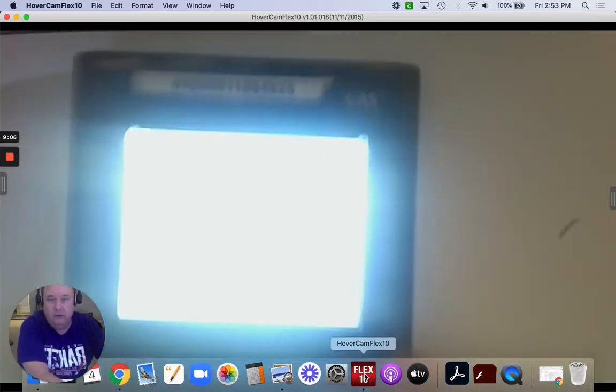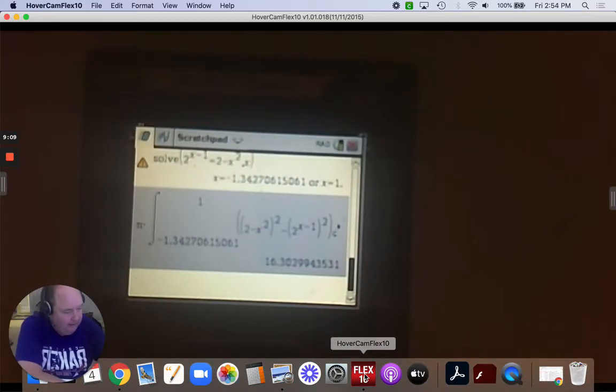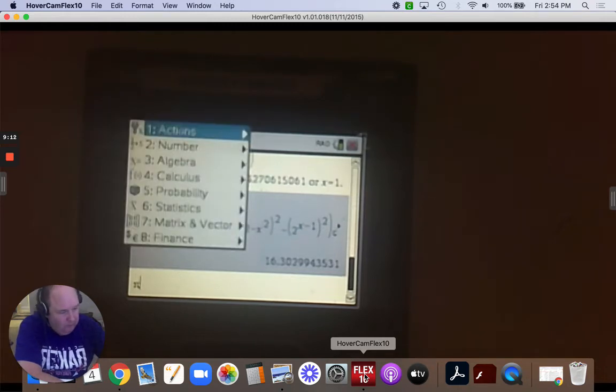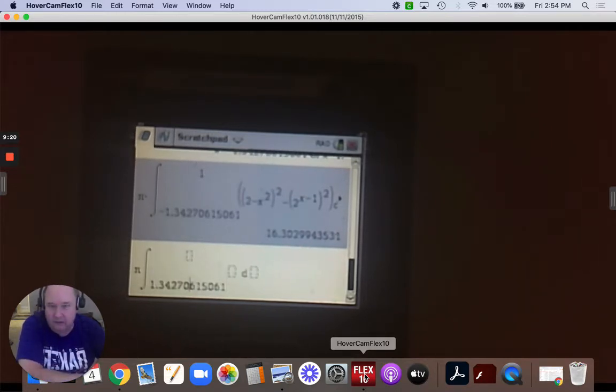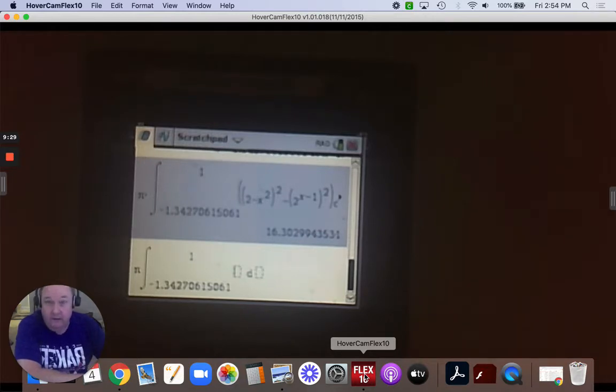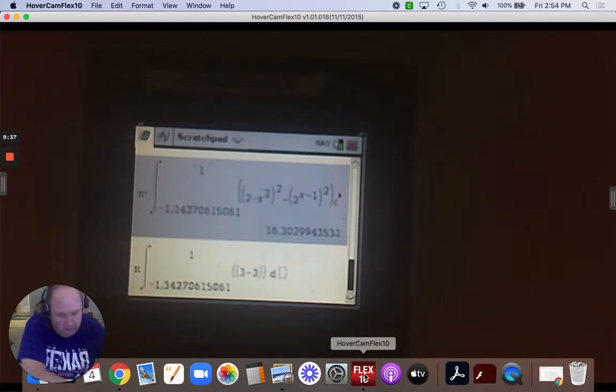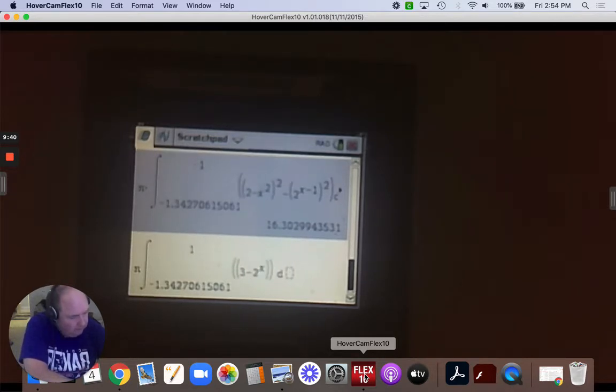Using a calculator is a skill, as I said before. Pi, menu, calculus, integration. I'm going to go Control V because it's already in the calculator, so I don't have to get it. Just make sure it's negative. And then the upper limit is positive 1. Now this part, I'm going to start with 2 parentheses. And then I'm going to type in 3 subtract 2 to the exponent x subtract 1. And then I'm going to move the cursor and then square it.